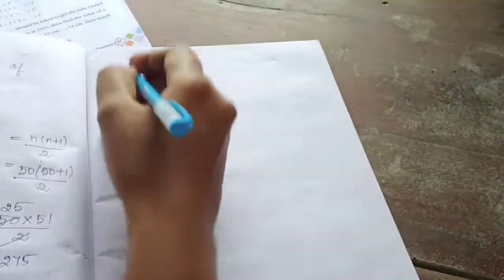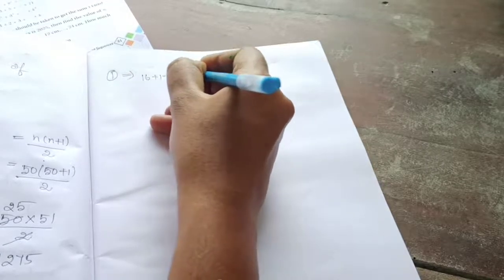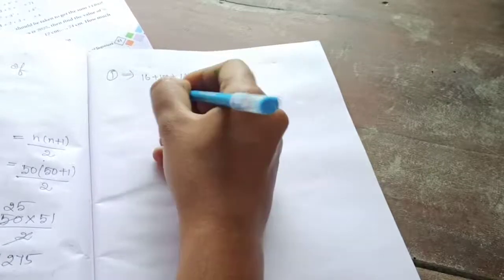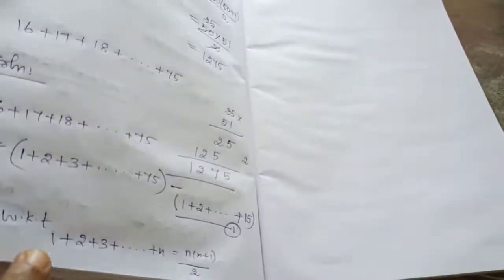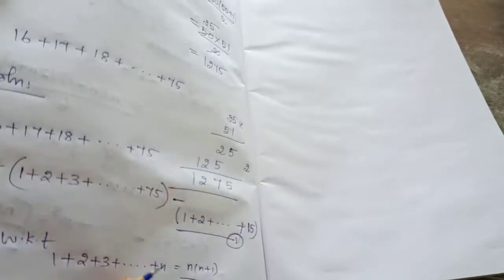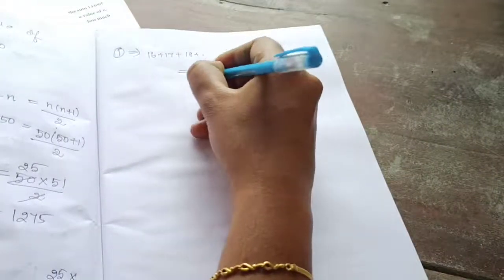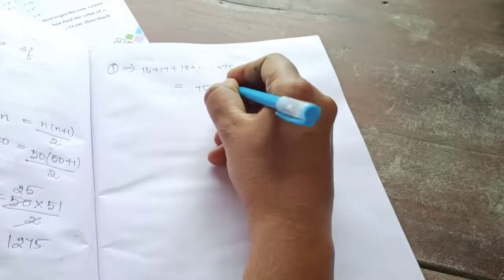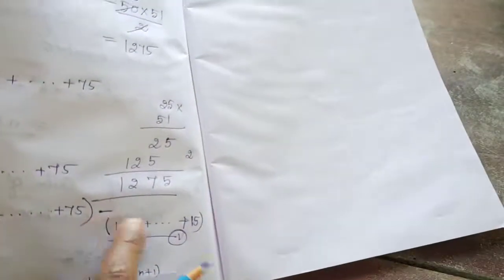So now the first equation implies, listen carefully. The first equation implies 16 plus 17 plus 18 plus up to 75, which is equal to, see the first term here, 1 plus up to 75. So here comparing with 1 plus 2 up to n, in the place of n what is present? 75 is present. So in the right hand side you should replace n by 75. So 75 into 75 plus 1 by 2 minus, here just see 1 to 15.